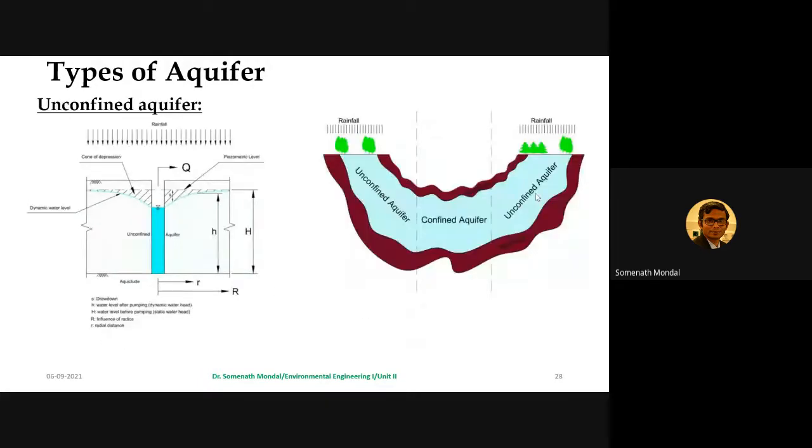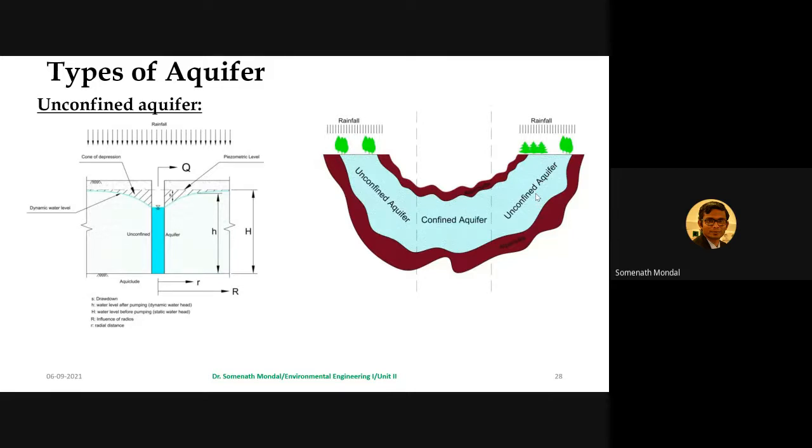So basically, if you see in the right hand side figure first, it is better to understand from here. Now, an unconfined aquifer is an aquifer which is bounded by aquiclude at its lower side and by water table at its upper side. So in other words, the upper part of the aquifer is not restricted by any confining layer, and that is why we say it is unconfined aquifer.